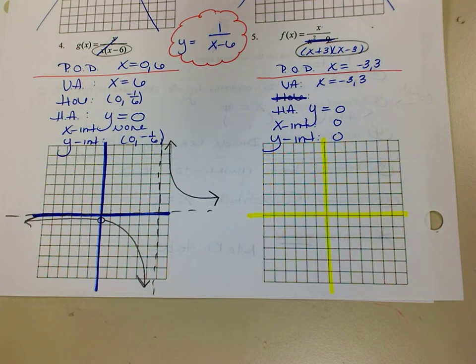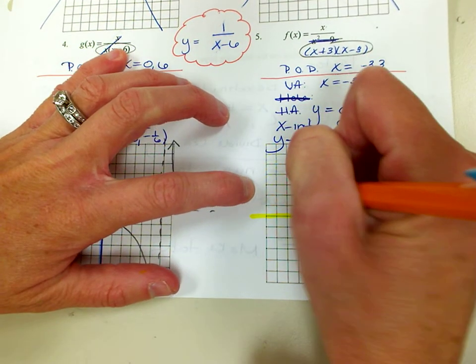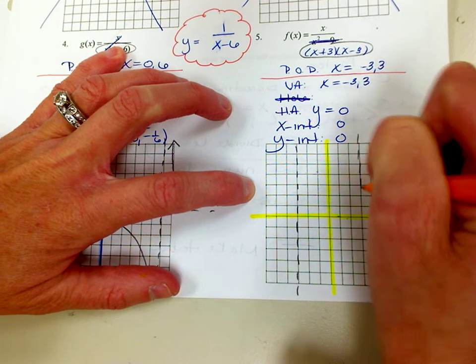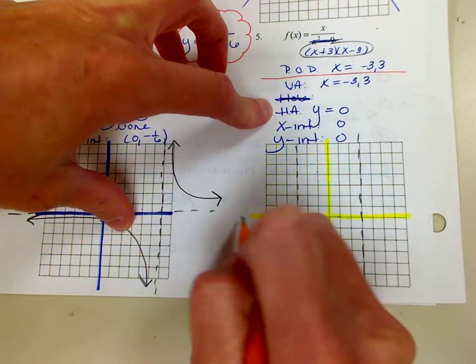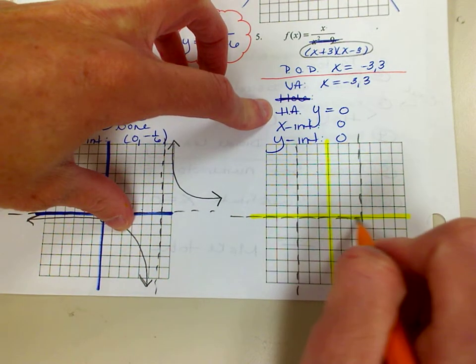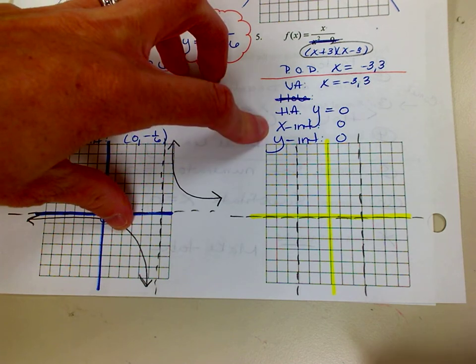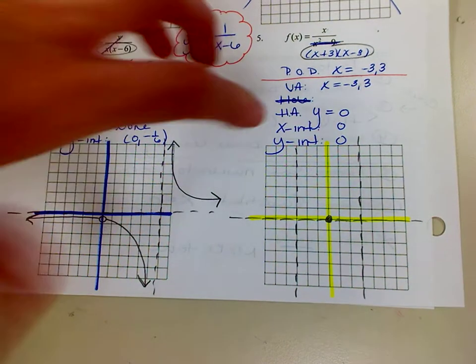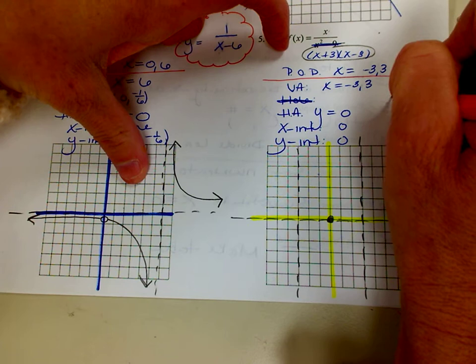Let's see what we have so far. I have 2 vertical asymptotes, one at -3 and one at +3. And then I have a horizontal asymptote at 0. And then the x-intercept and y-intercept are at 0. Well, that's all the information that I have. So I'm going to have to make a table.